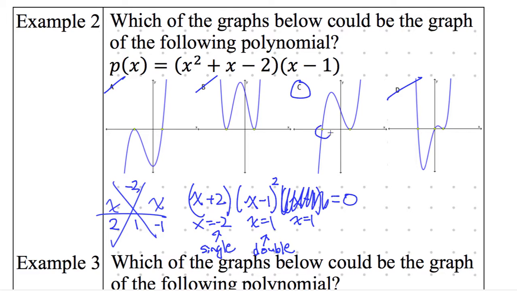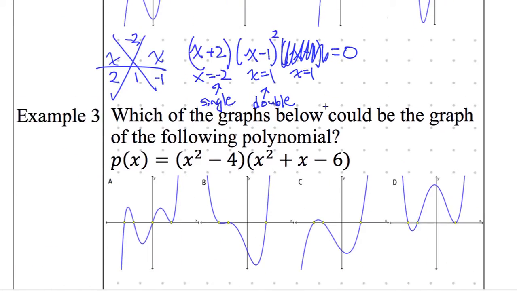This is the only one that has x equals -2, right there at the x-intercept, that goes through the x-axis. And then we can check this one too. So x equals 1, it should touch and then go back. It only touches the x-axis. At x equals 1, it touches the x-axis and then goes back. So that's exactly what we're looking for. It is indeed C.